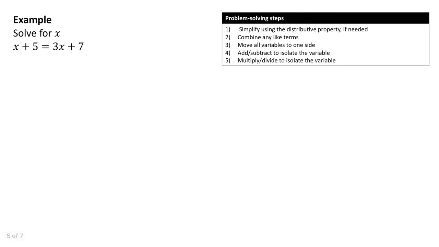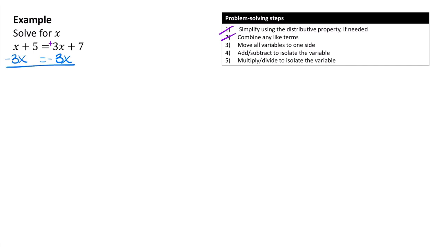So now let's try this example. So once again, we have nothing to distribute, so I'm going to skip that step. I don't have like terms to combine, but I do need to move all my variables to one side. So here I have a 3x, and that is a positive 3x. So the opposite would be to subtract 3x from both sides of my equation.